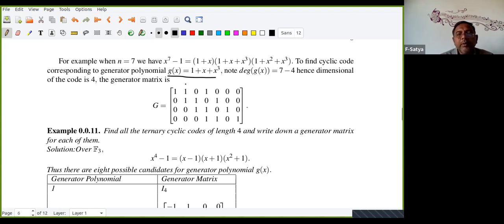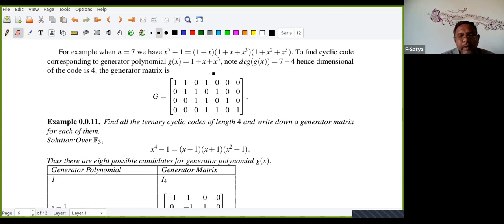Now, what is the matrix? The first row is as it is, 1, 1, 0, 1. The second row is multiplied by x. If I multiply it by x, it becomes x plus x square plus x power 4. So it will be like this. Is it clear? The generator matrix is clear.